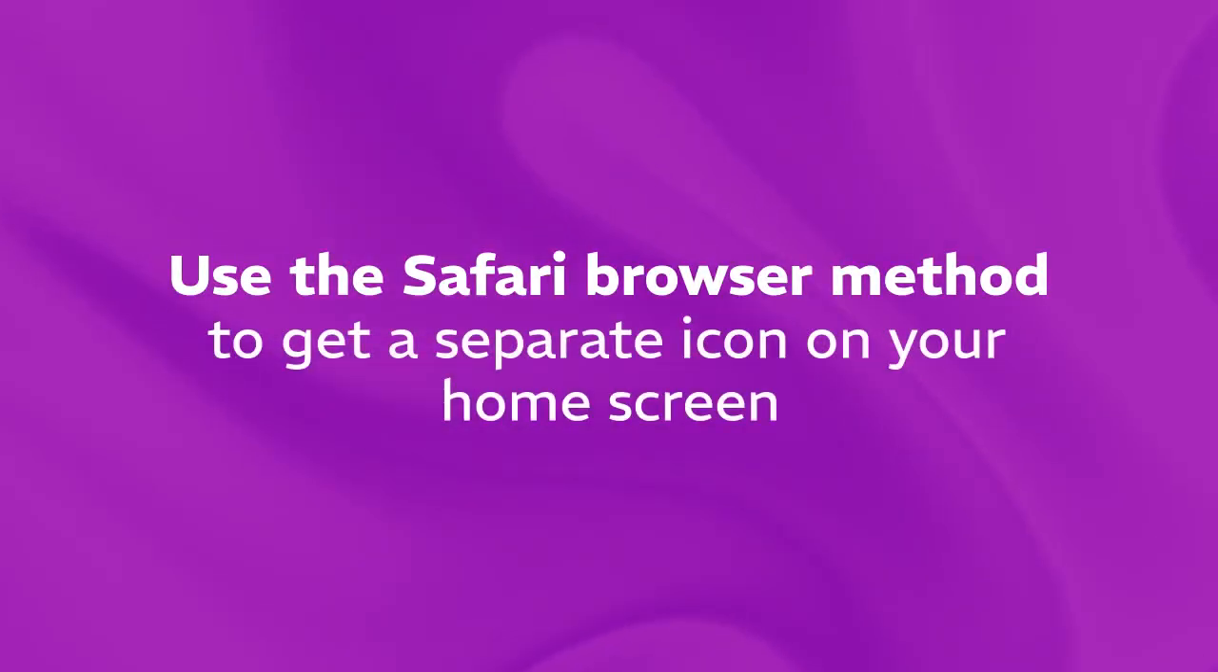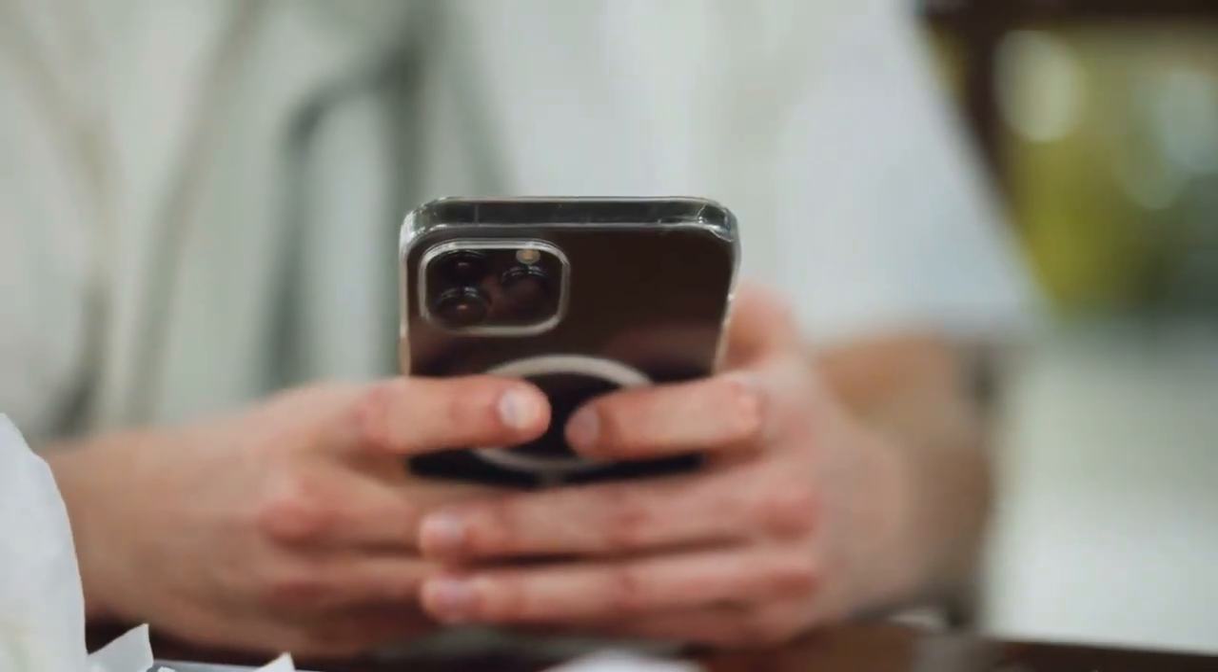If you truly want a separate icon on your home screen, you can use the Safari browser method. Open Gmail in Safari, tap the share icon at the bottom, and select Add to Home Screen. This creates a web-based shortcut that functions like a dedicated app and stays separate from your main Gmail application.